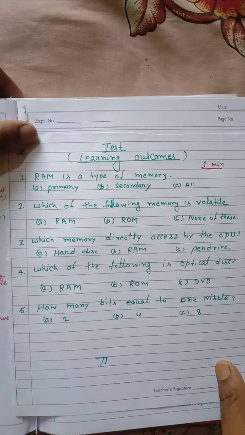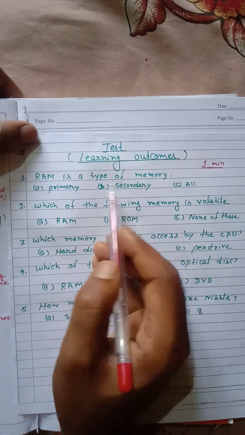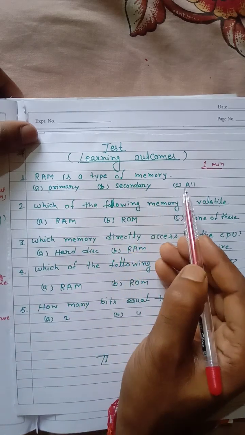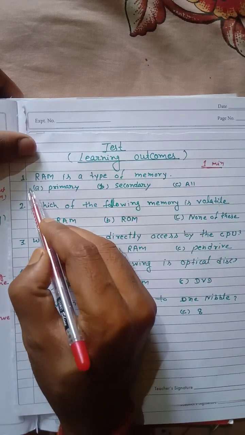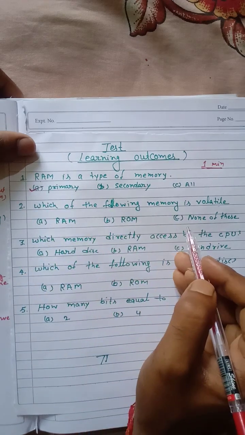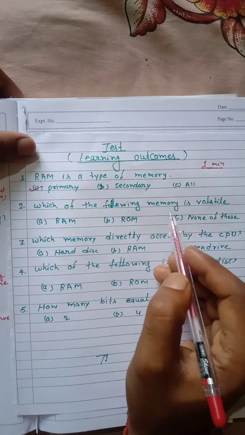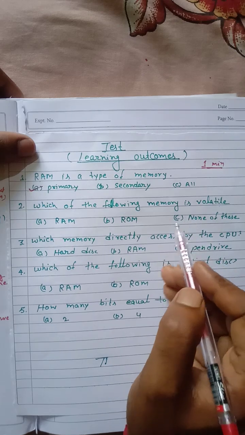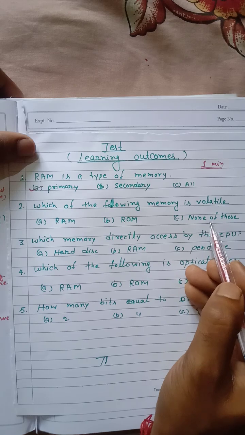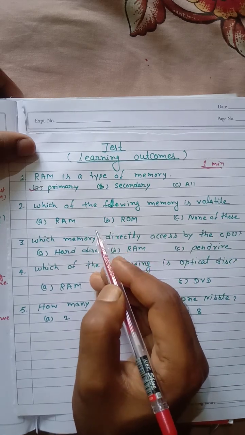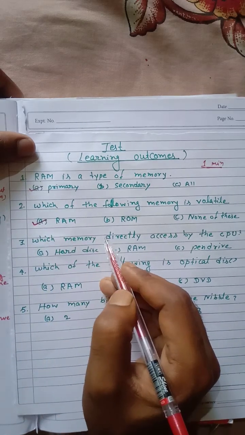Now we are coming to the questions. RAM is a type of memory: primary memory, secondary memory and all. What will be the answer? If you tick primary memory, then it is correct. So you got 1 mark. Which of the following memory is a volatile memory? RAM, ROM, none of these. If you tick RAM, then it is correct. RAM is a volatile memory.